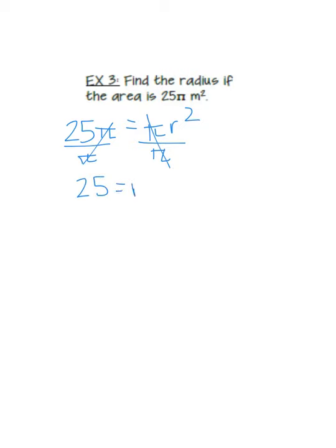Let's do a few examples. Find the radius if the area is 25 pi meters squared. So 25 pi is equal to pi r squared. The first thing I'm going to do is divide both sides by pi, and that will cancel it out from the left side and the right side. So I'm left with 25 equals r squared. Now the next step, you have to remember the opposite of a square is a square root, so I have to take the square root of 25. The number that multiplies by itself to be 25 is 5, so 5 equals r.